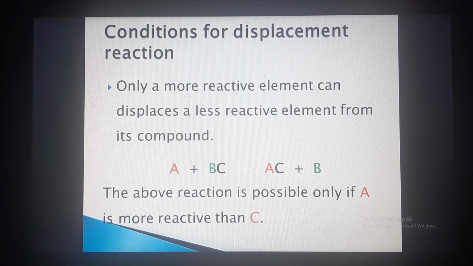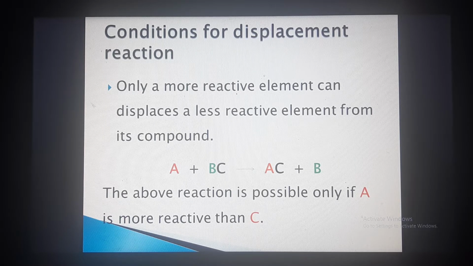Now, what are the conditions for a displacement reaction? In every case, a displacement reaction does not take place. There is a certain condition, and only then do displacement reactions take place. The first one: only a more reactive element can displace a less reactive element from its compound. So here we take A plus BC is equal to AC plus B. Here A is more reactive than C. That's why A can displace C from its compound.